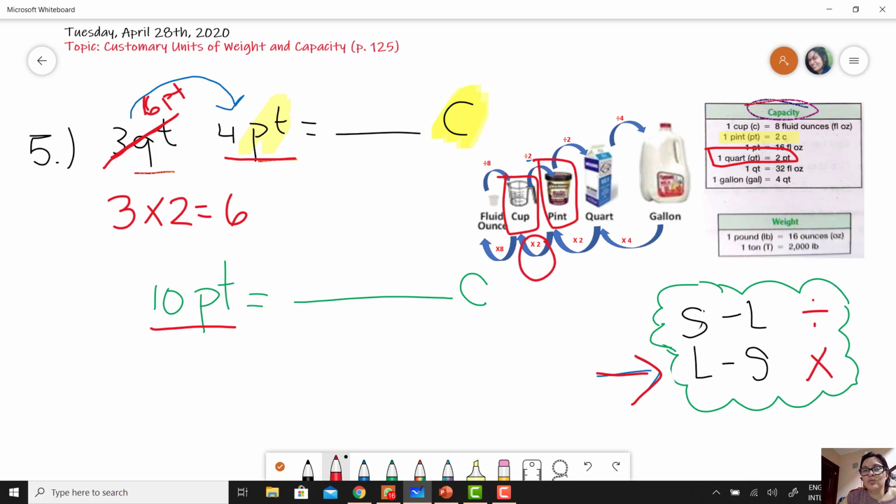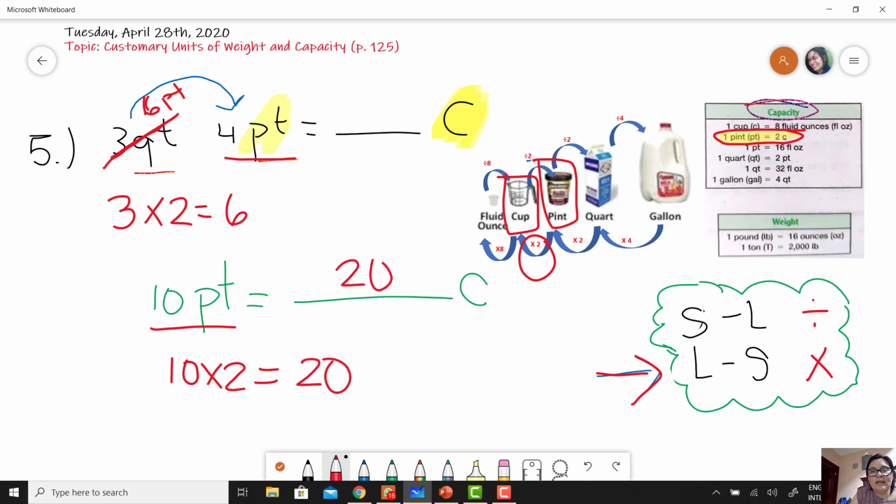Times 2. Why times 2? Because in here it says that 1 pint has 2 cups. So we are going to multiply 10 pints times 2. And 10 times 2 is 20. So in 10 pints we have 20 cups. Stop the video, copy the process, and then we can continue with number 6.